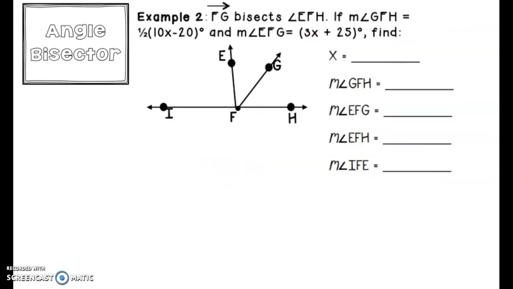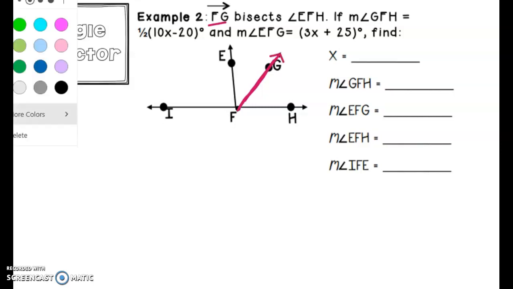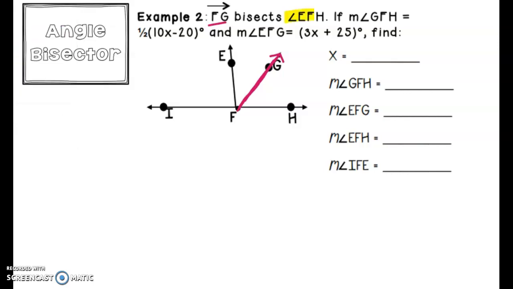All right, so let's work our way through this example. It's a little tougher because there's a lot going on in the explanation. So first of all, FG, ray FG, that's right here. You should highlight that or something. Ray FG is bisecting this angle EFH.